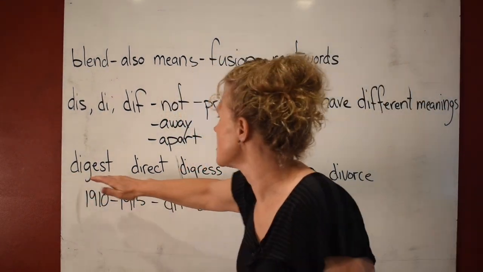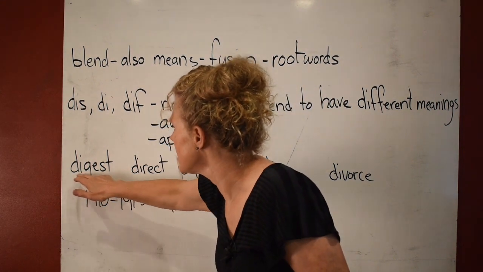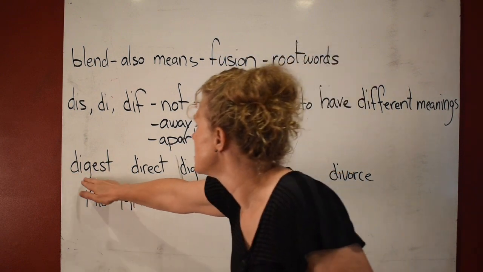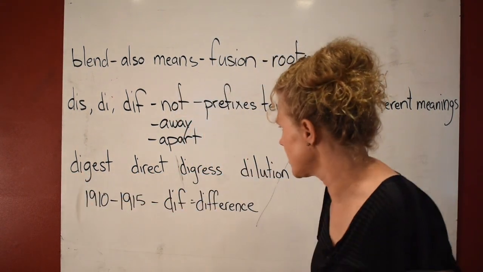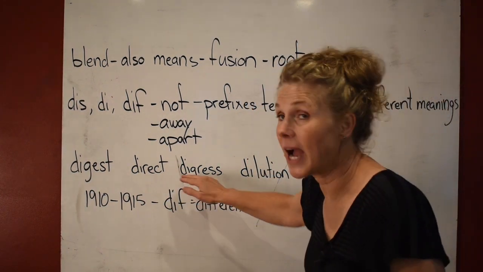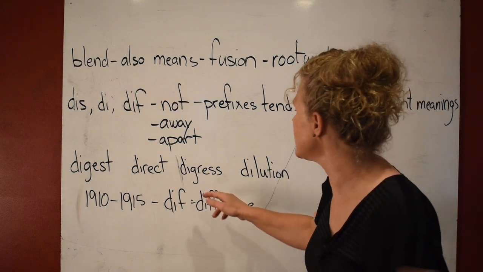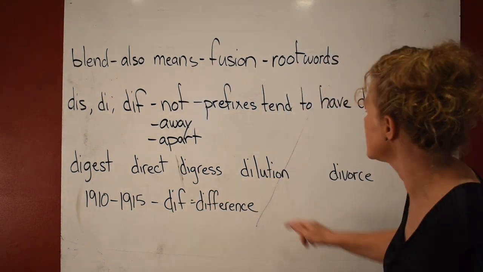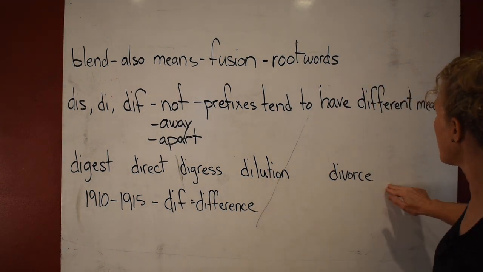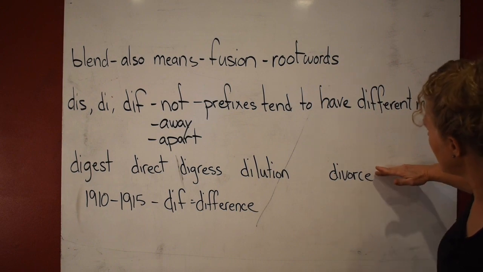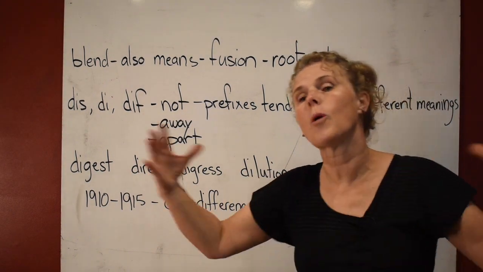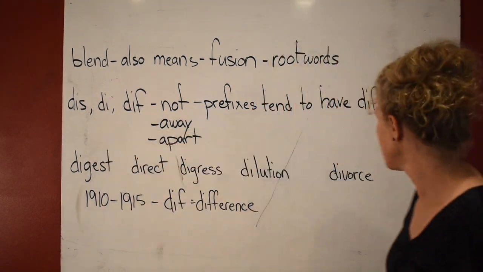So look at these words. Digest, or some people might say digest, but this is your prefix and this is your root. Direct, this is your prefix, your root. Digress or digress, some people say it different ways. Either way, this is your prefix, this is your root. Dilution, this is your prefix and your root. Divorce, which I think is really interesting. With this prefix, you're apart, you're away from each other, and that is the prefix in this Latin word.